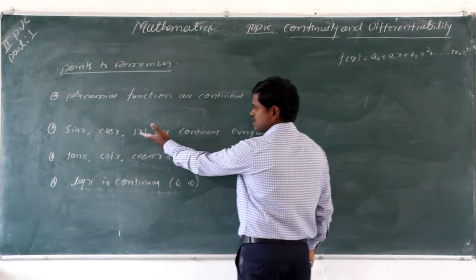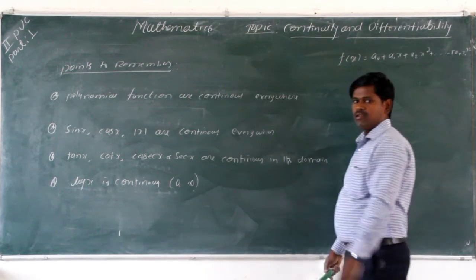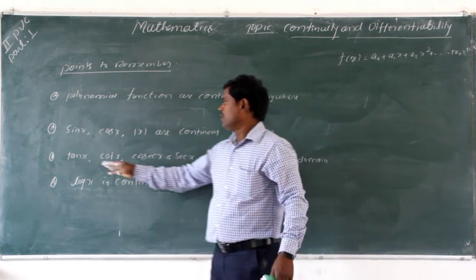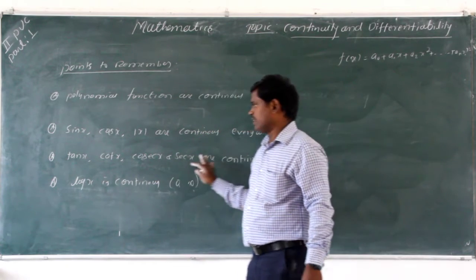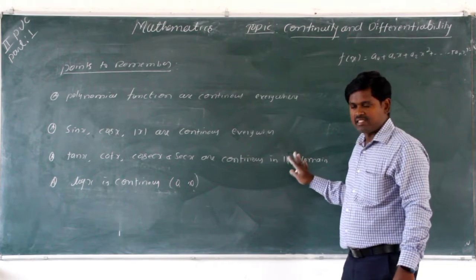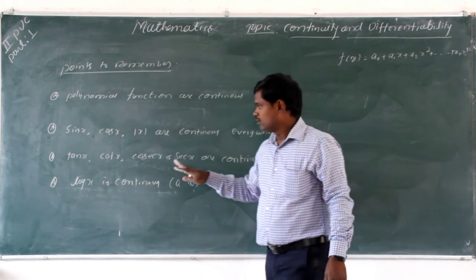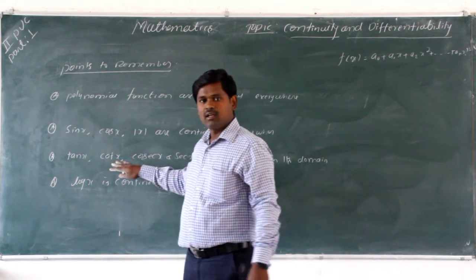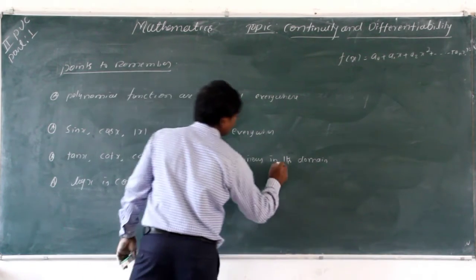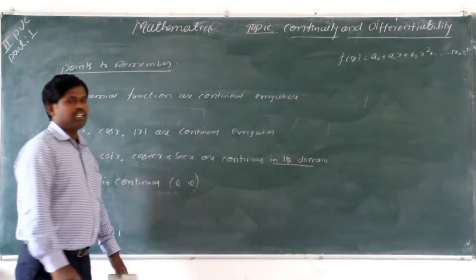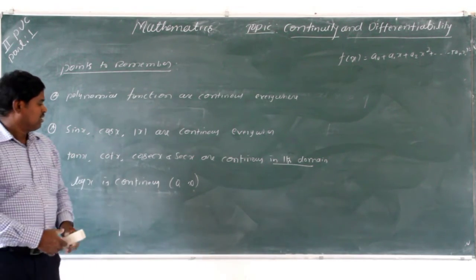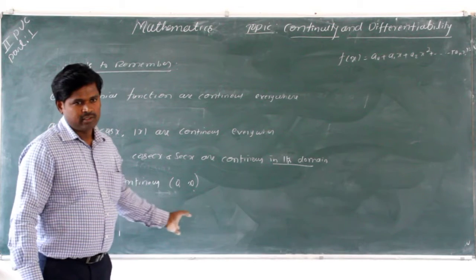Similarly, mod x is also a modulus function. f of x is equal to mod x. It is also continuous everywhere. For any real number, mod x is continuous. So similarly, tan x, cot x, cosecant x and secant x are continuous in their domain. That means at particular points, tan x, cosecant x and cot x are discontinuous. Therefore we take them in their domain only. Okay, so log x is continuous in the interval 0 to infinity. Okay, write down.